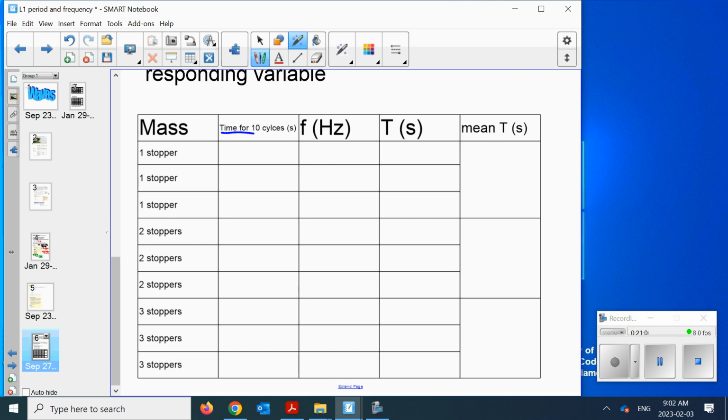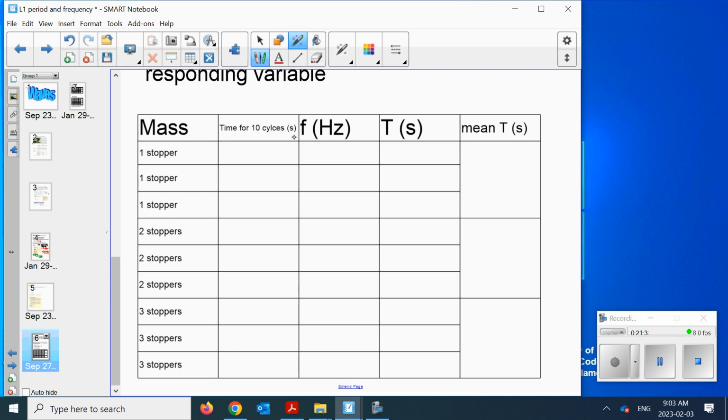You're going to time it for 10 cycles. The reason why I don't want to just do one cycle is that when it's just one cycle, it's such a short amount of time. It comes down to your thumb reaction time, your finger reaction. I'm assuming you guys can use your phones. So if you do it with 10, there's less error factor in time. That's why. So time for 10 cycles.